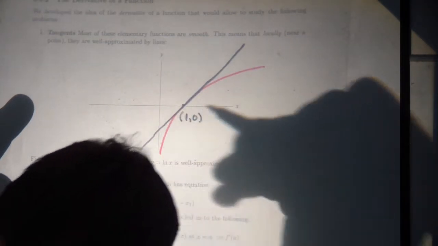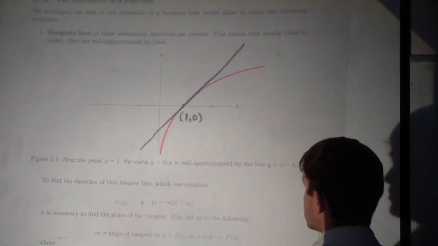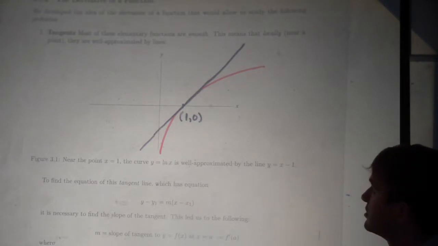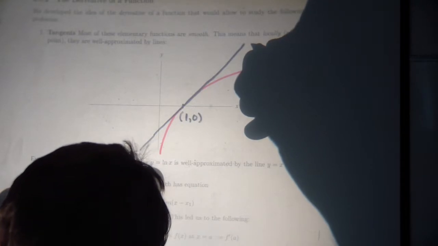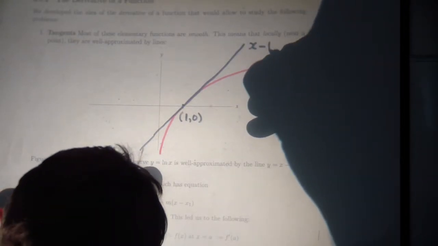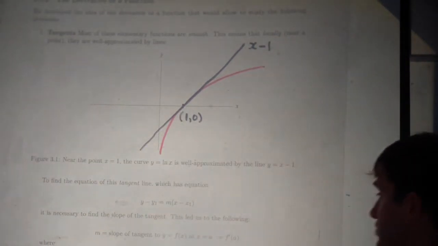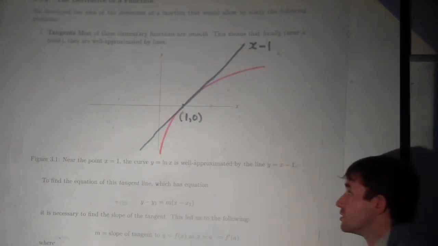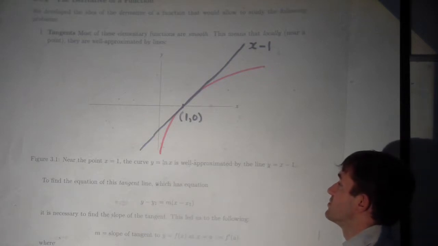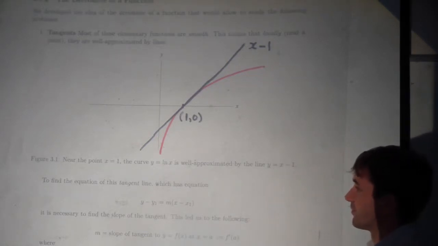And the line that it looks like, that is what the tangent is. It's not about hitting the curve at a single point. It's about looking like the curve near a point. And as it turns out, log of x close to 1 is approximately equal to x minus 1. And you can mess around with your calculator. Log of 1.1 is approximately equal to 1.1 minus 1.